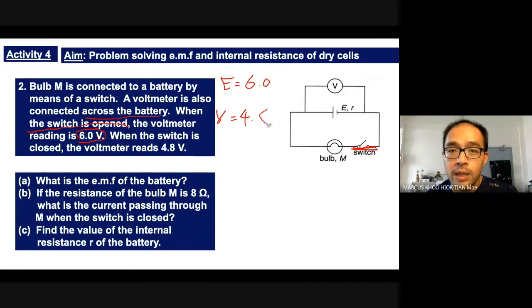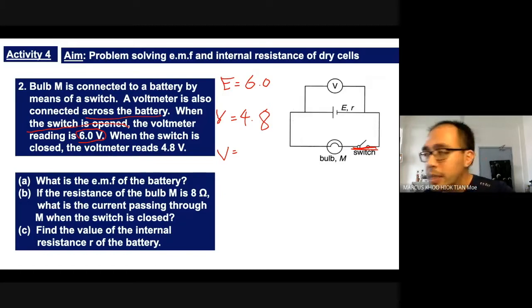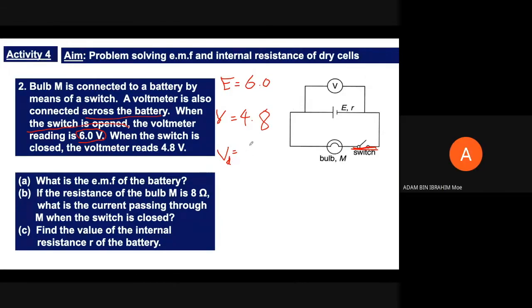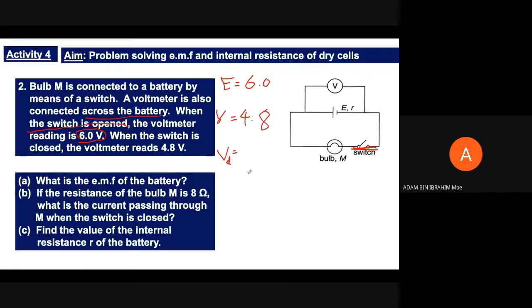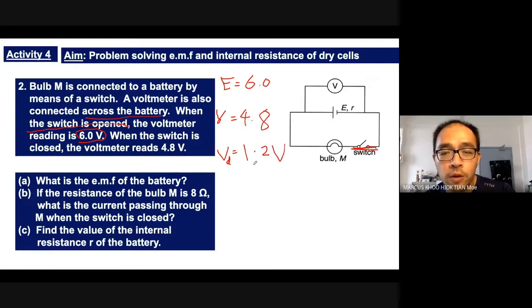Okay, what is my voltage drop? Adam, what is my voltage drop, please? I'm asking you if the electromotive force is 6, when you close the switch, the voltage is 4.8, so the voltage drop is 1.2 volts. So question A, what is the E.M.F of the battery? Obviously, it's going to be 6 volts.